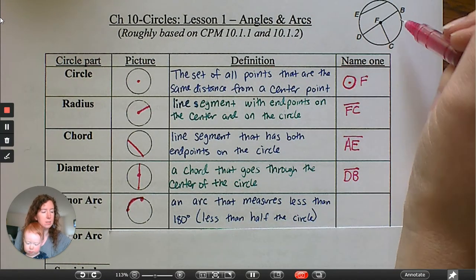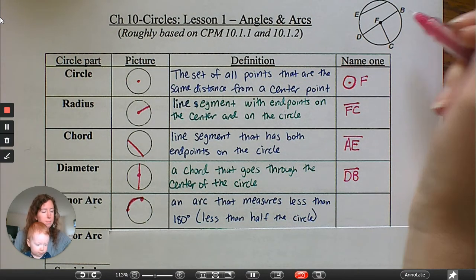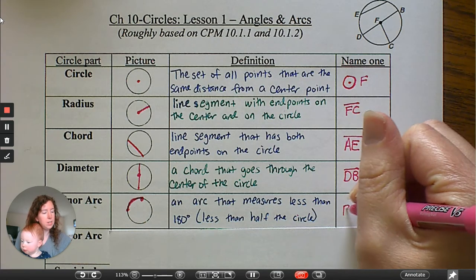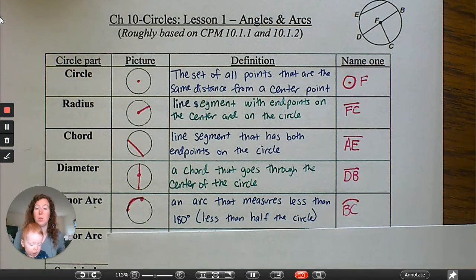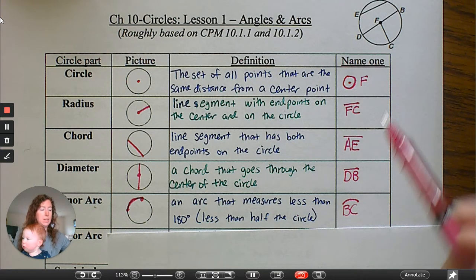For instance, BC is a minor arc. Now the notation above it is a little different. We put a curve to show that it's an arc. Okay? Now, you typically only need to use 2 letters when you're naming a minor arc, just because it's less than half the circle. And you go the direct route from B to C.